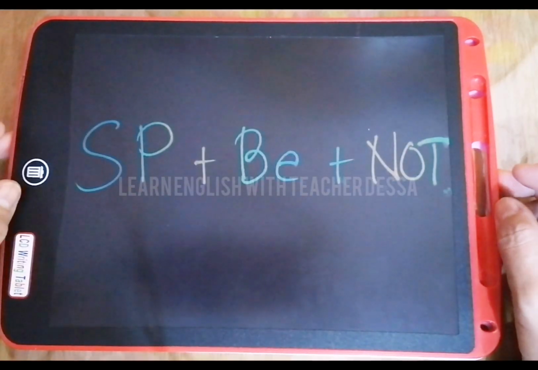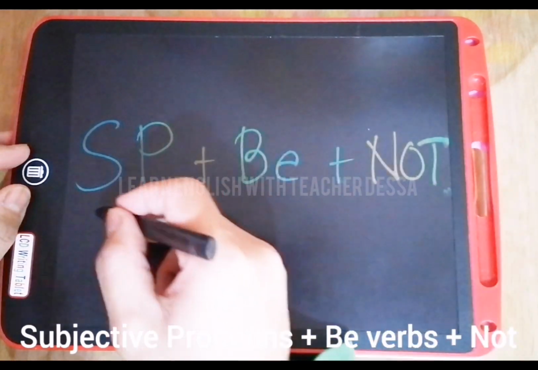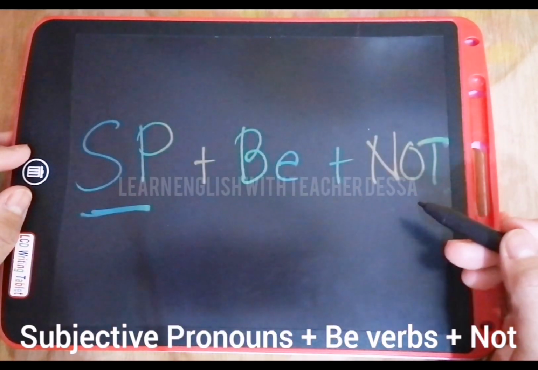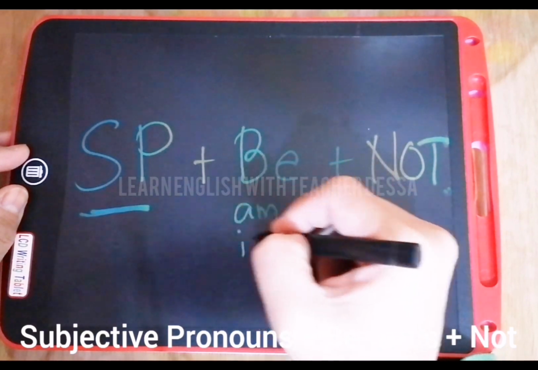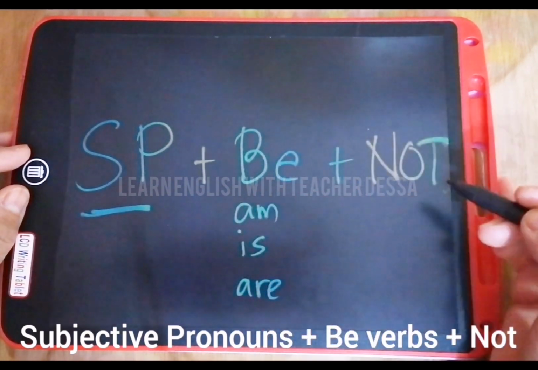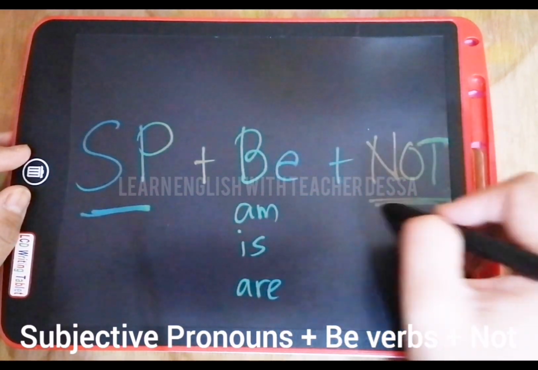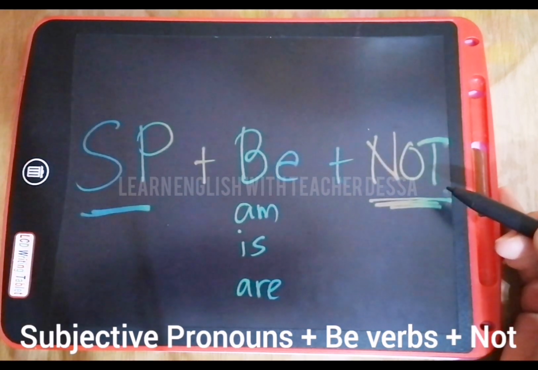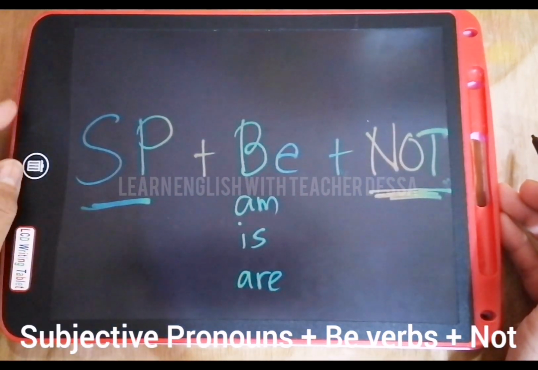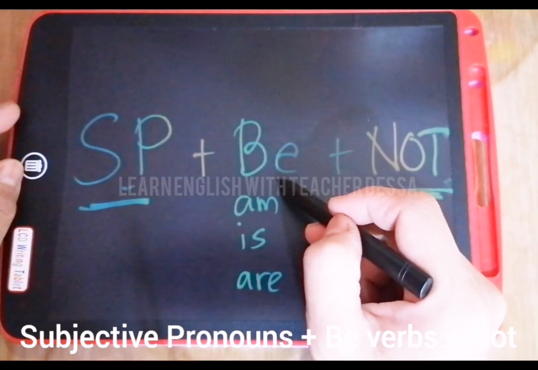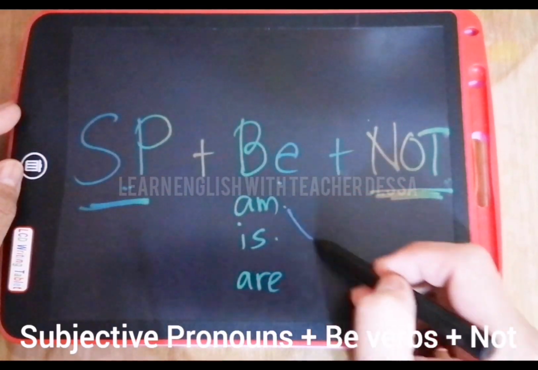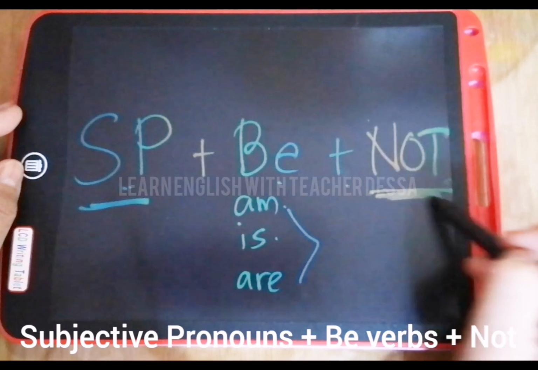So in this video, we learned how to use the subjective pronouns with their be verbs. What are the be verbs? Again, am, is, or are, with the word not. One more time. In this video, we learned how to use the subjective pronouns with their be verbs, am, is, or are, with the word not.